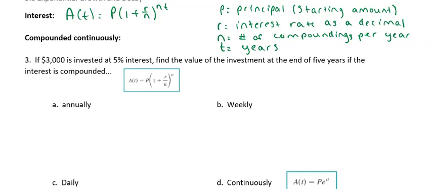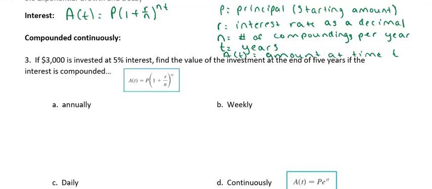And then the last one, we'll squeeze it on here, is A of t. And that is the amount at time t. So for example, if you want the amount after 5 years, it would look like A of 5. If you wanted the amount after 4 years, A of 4, and so on and so forth.